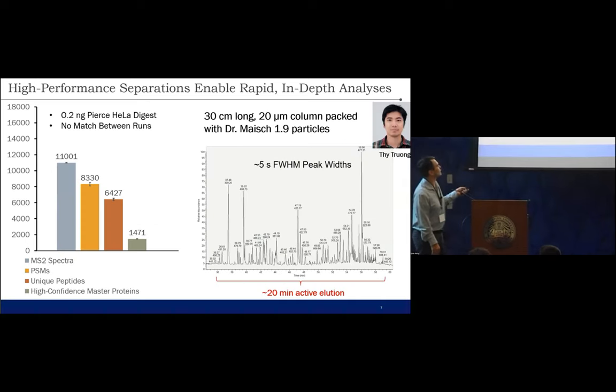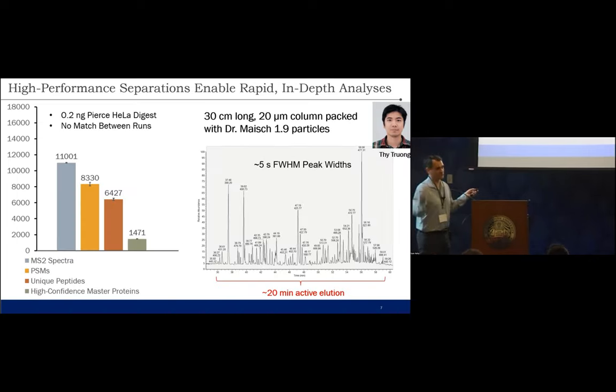So this is some more recent separations, a 20-minute active elution window without any match between runs. And just with an Orbitrap Exploris 480, about 6,500 peptides and 1,500 proteins. So this is with a 20 micron inner diameter column packed by our LC guru T in the group.